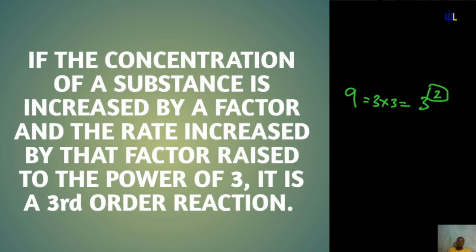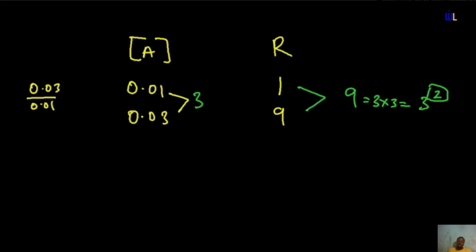Okay, so if we consider a third order reaction, basically, we would now define a third order reaction, or maybe we'll describe it this way. If the concentration of the substance is increased by a factor and the rate increased by that same factor raised to the power of 3, it is now referred to as a third order reaction. So this is like a basic trick that once you look at a table showing the relationship between concentration and rate, you just find the order of reaction. So let's get to it.